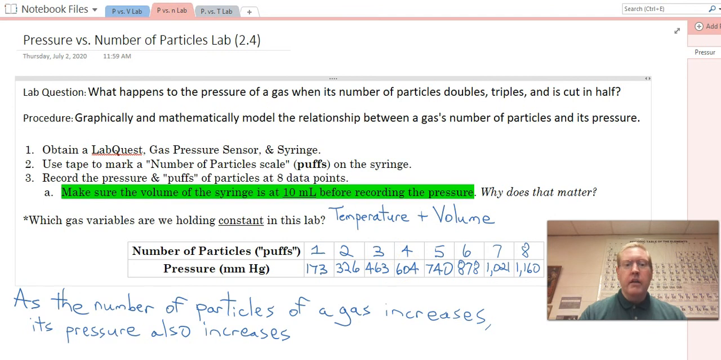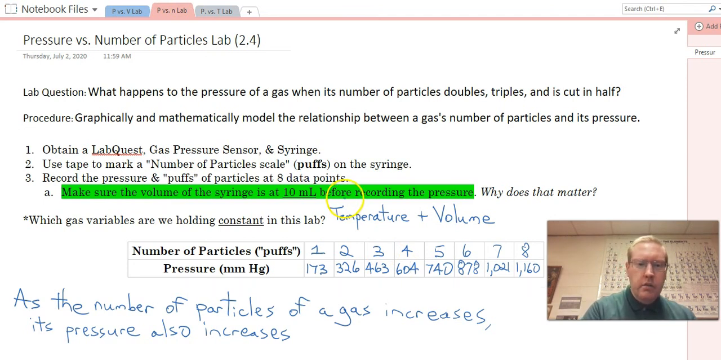caution, right? That this is a true relationship when we keep temperature and volume constant, when we keep those the same. As long as we keep temperature and volume the same, then yes, as number of particles increases, pressure of the gas also increases. All right, I'll see you next time. Bye.